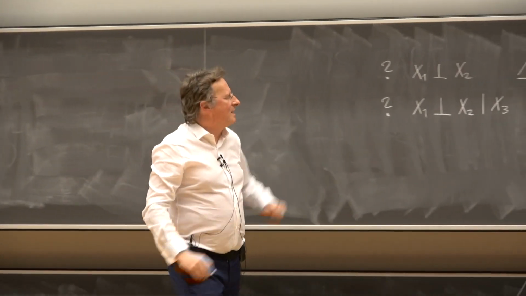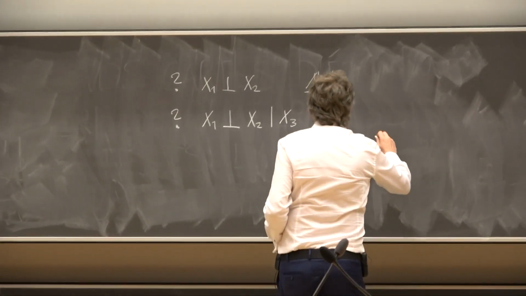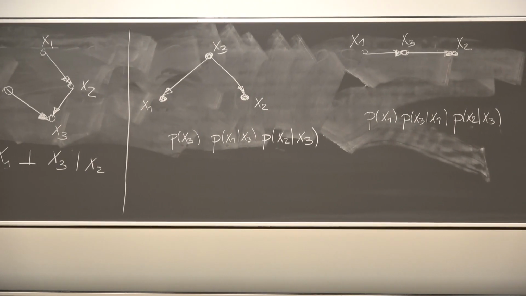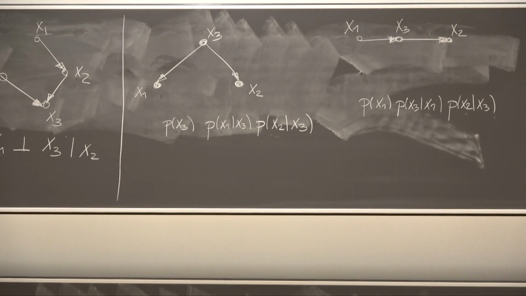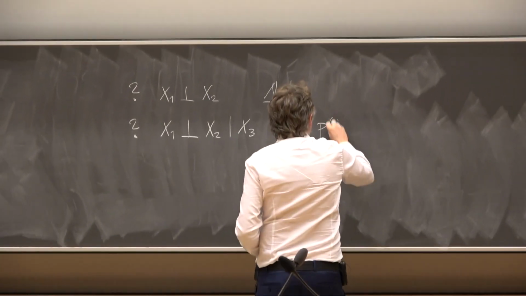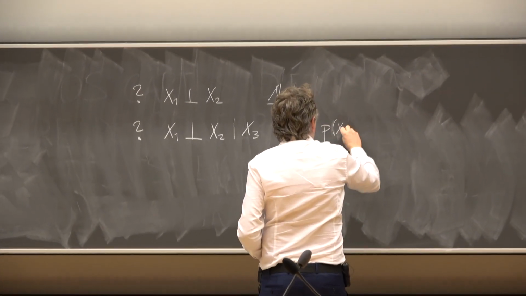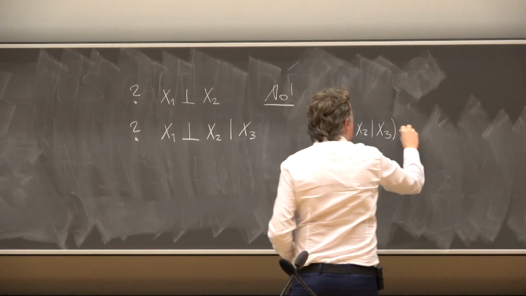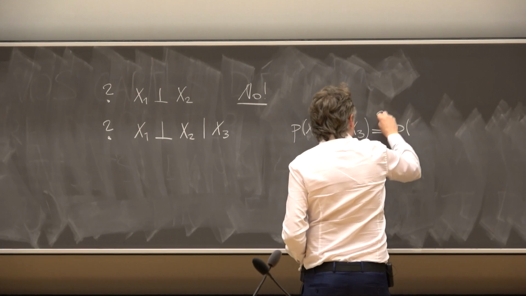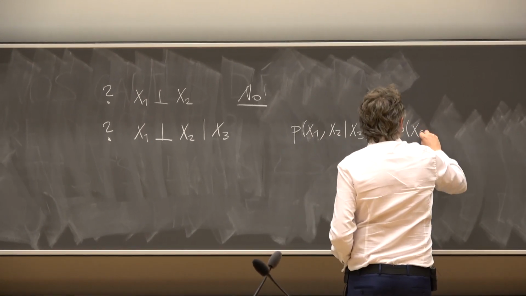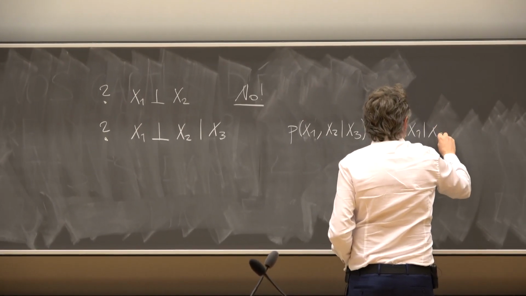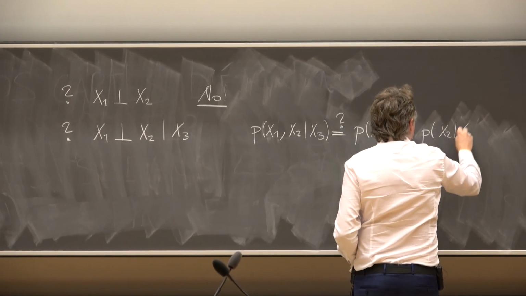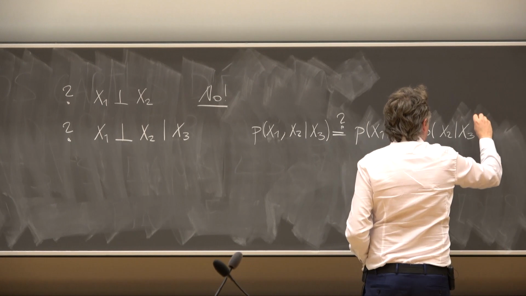But now what about here? Let's check. I have P of x3. What does it mean to be conditionally independent? It means that P of x1, x2 conditioned on x3 should be, and that's the question, equal to P of x1 given x3 times P of x2 given x3.